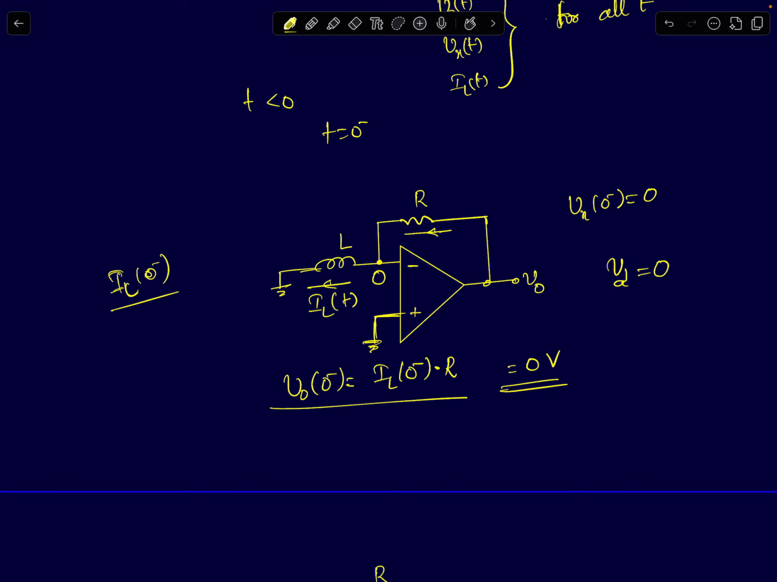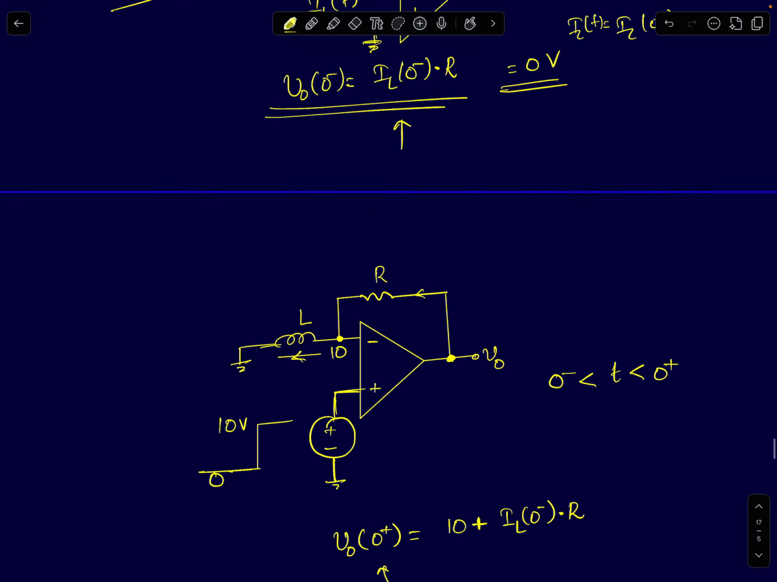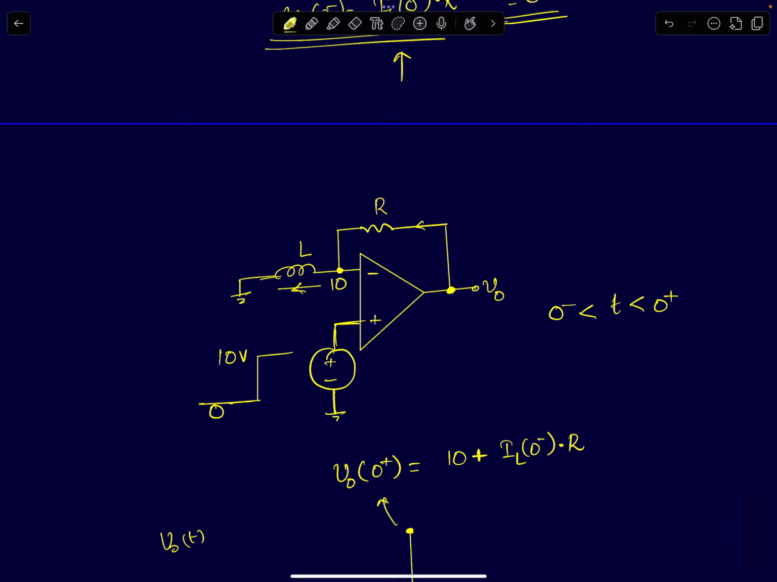Now you know all three parameters. IL of 0 minus is known, that's given to you. That will be your inductor current at t less than 0, and the output voltage is also known in terms of the inductor current and the resistor. Now comes the switching event. Suddenly at t equal to 0, a step input is applied to the circuit.